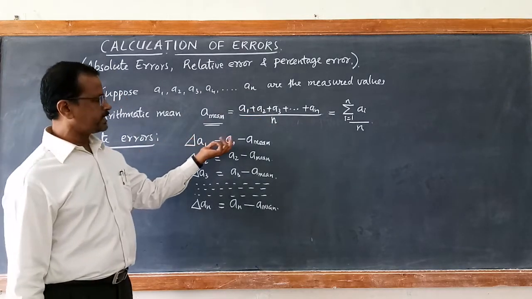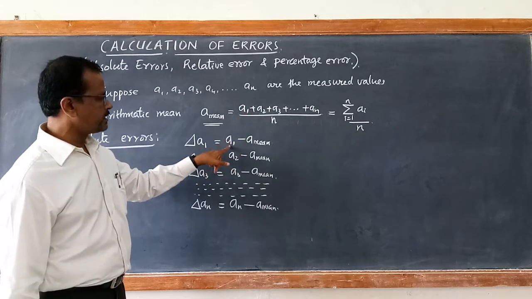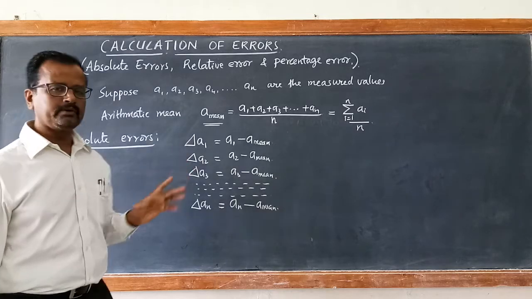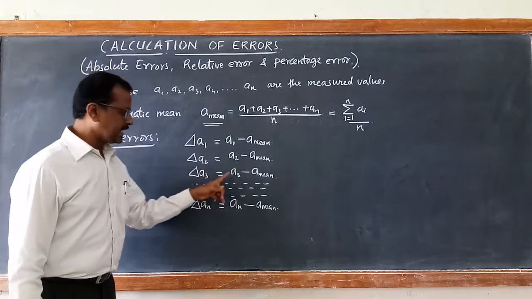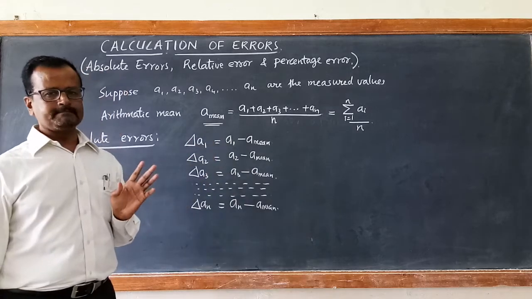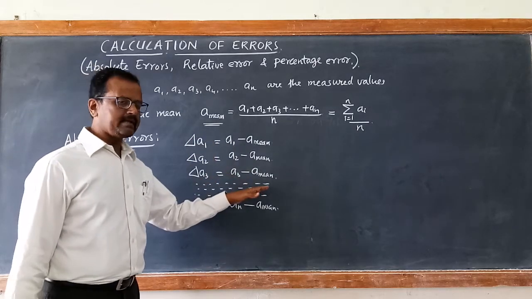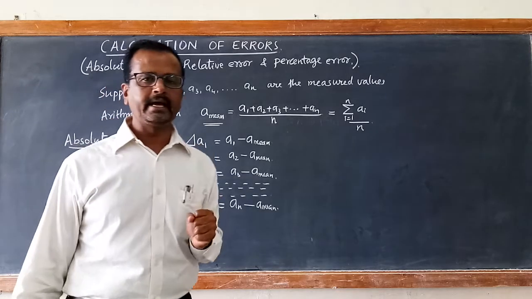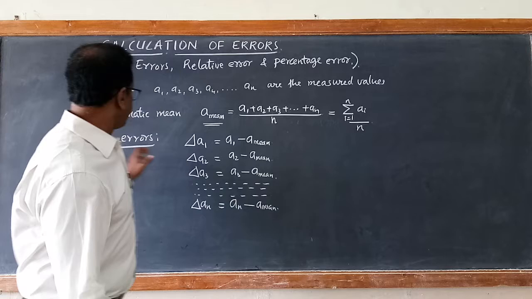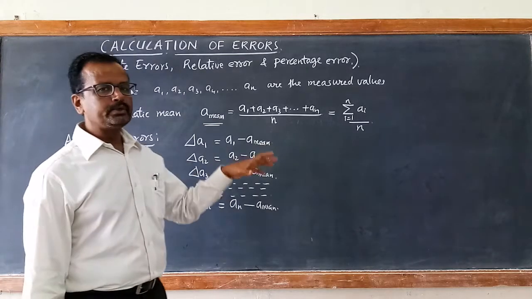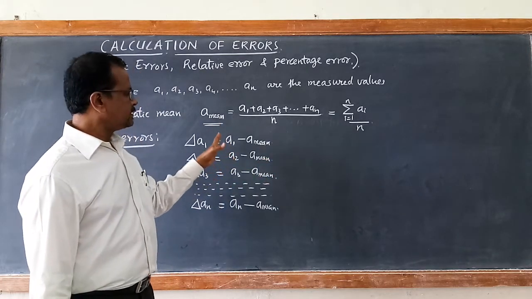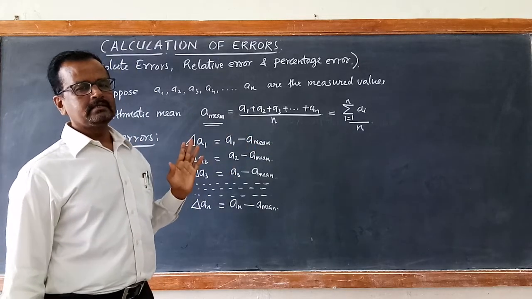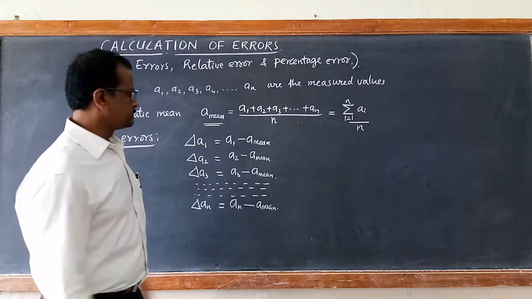So some absolute errors may be positive. Suppose A1 and A2 are greater than A mean, then these values delta A1 and delta A2 will be positive. If suppose A3 is less than A mean and A4 is less than A mean, then those differences delta A3 and delta A4 will be negative. So we define absolute error as the magnitude of difference between the measured value and the mean value. That is called the absolute error.